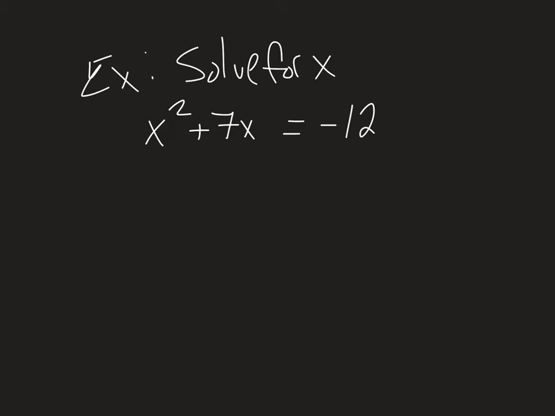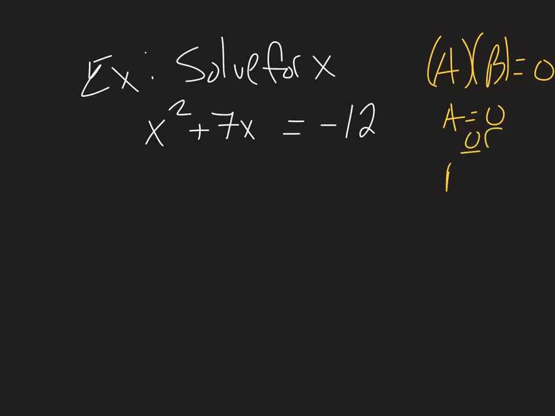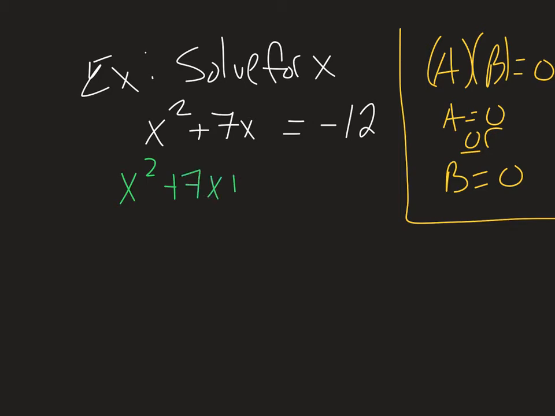So there is a simple rule in mathematics. If a times b equals 0, then this tells me that either a equals 0 or, being the operative word, b equals 0. This is our key thought when we're talking about factoring. It might seem a little strange now, but just bear with me here. The first thing I'm going to do is add 12 to both sides. So x squared plus 7x plus 12 is equal to 0.